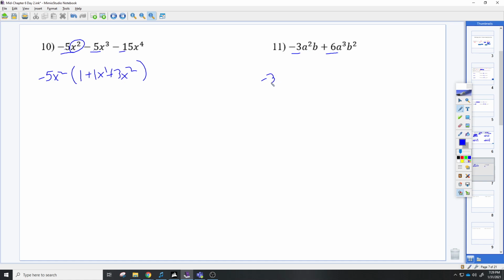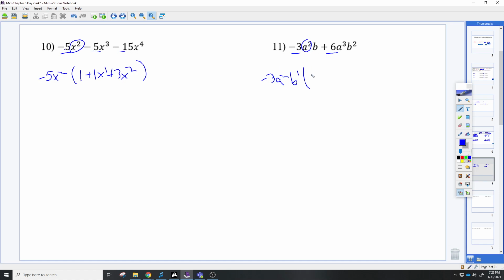3 and 6, we could take out a 3. Now we have multiple variables, so we're just going to look at each one individually. We have a squared and a cubed, so we're going to take out an a squared. And then we have b and b squared, so we'll take out a b. So let's see what we have left.